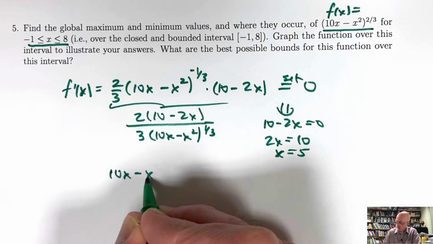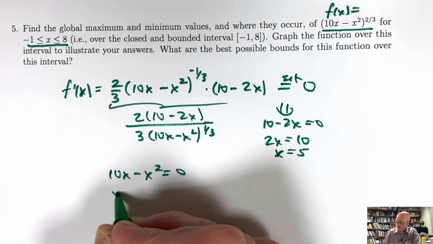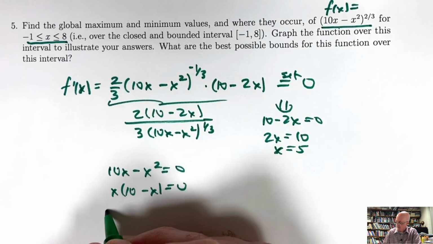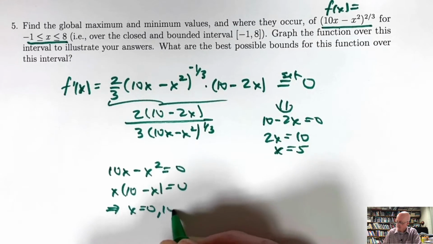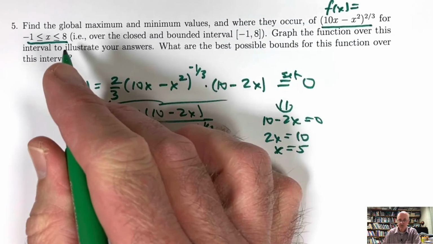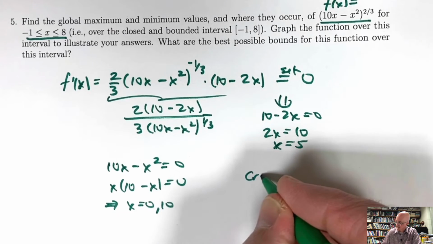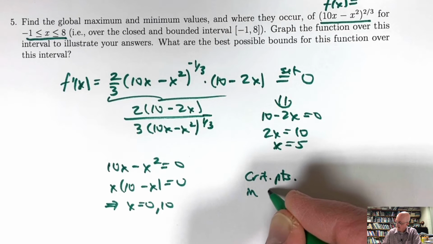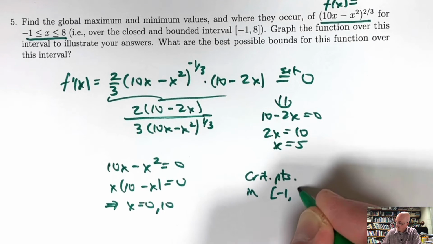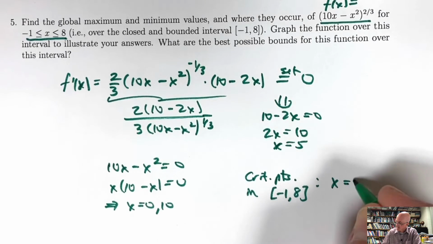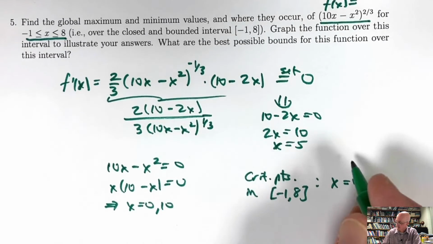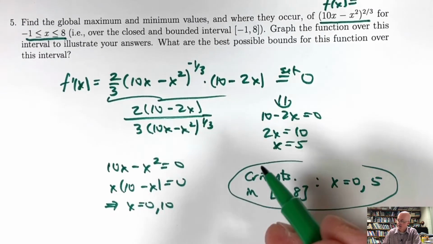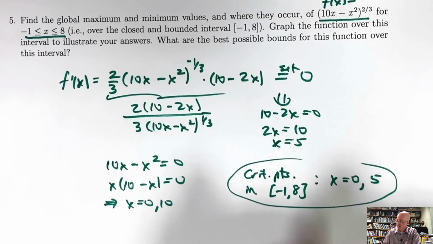10x minus x squared equals 0 can be factored as x times (10 minus x) equaling 0. This is 0 when x is 0 or 10. However, careful, 10 is not in the interval, so we can ignore it. So the critical points in the interval from -1 to 8, using interval notation, are x equals 0 and x equals 5, not x equals 10. And yes, 0 is a critical point, even though f prime of 0 is not 0 there. It's undefined. Again, this is no proof, but it is still true.